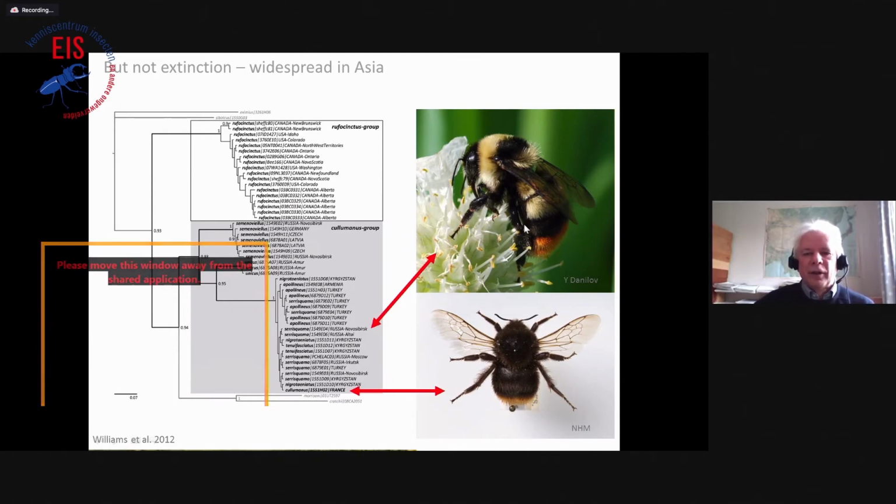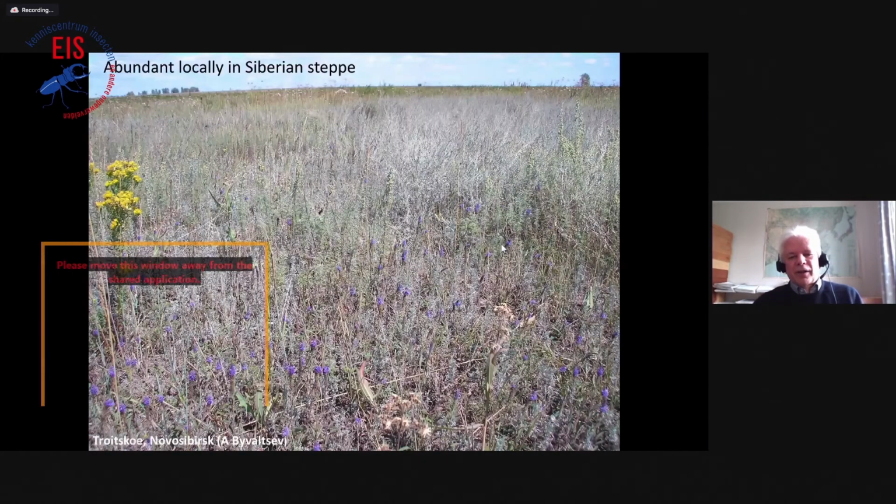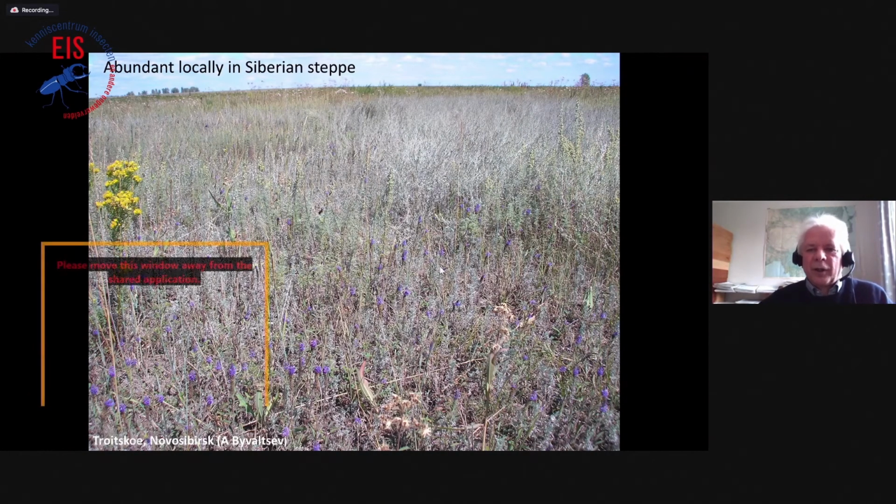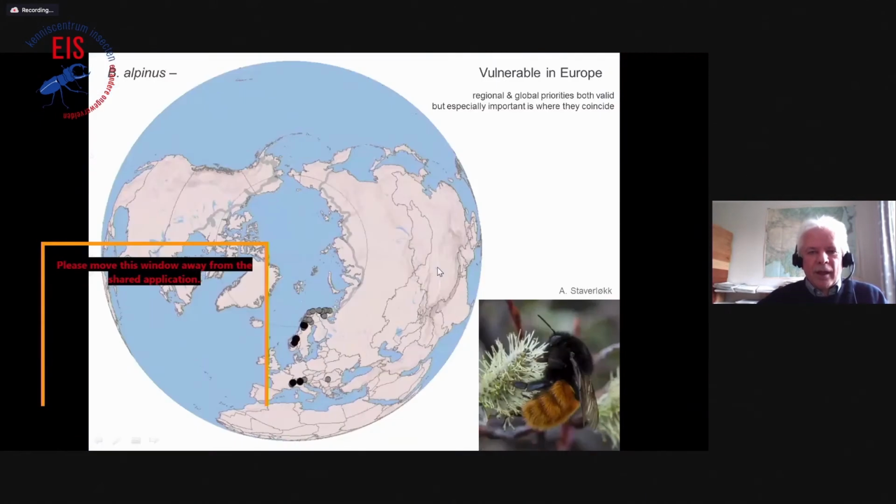And these things are very widespread. In some of their areas of distribution, like here in the Siberian steppe, Alexander Bivaltsev has found these bees to be the second most abundant bumblebees in quite a number of locations. So they're doing very well in some other parts of their range and not uniformly threatened.